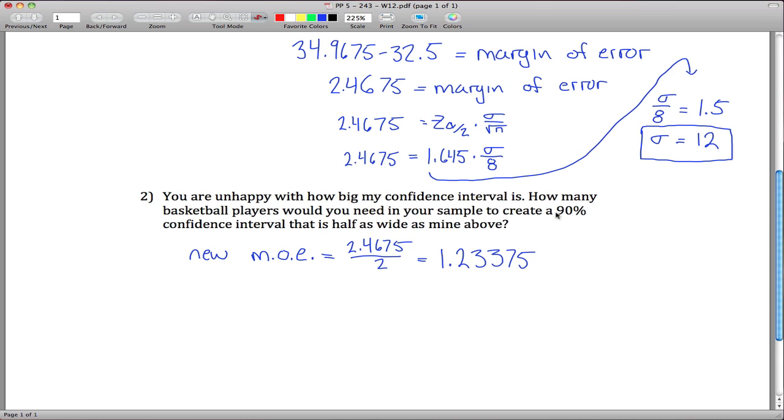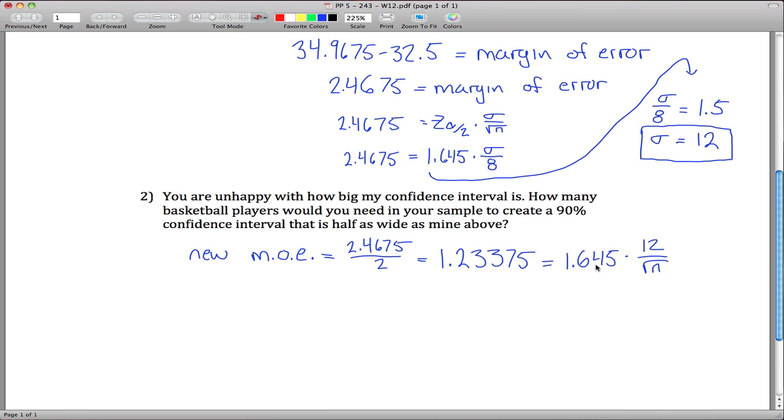Okay, but it's still a 90% confidence interval, so z sub alpha over 2 is still the same. Sigma is still the same. The only thing that's going to change is the square root of n. So what we have is this number is equal to 1.645 times 12 divided by the square root of n. If you get kind of clever, you might be able to just figure out what n is based on what it was up here.